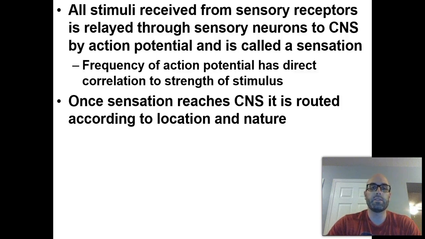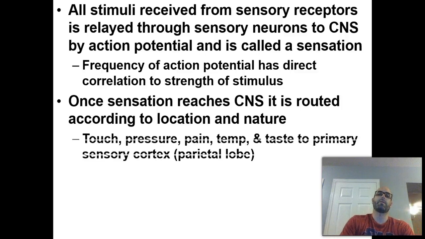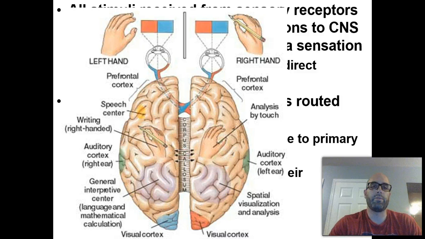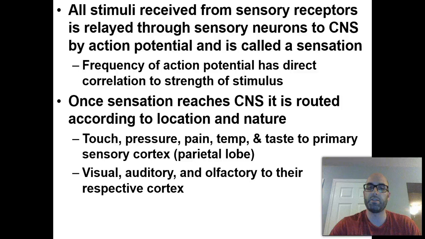Once that sensation reaches the central nervous system, it's routed to the appropriate portion of your brain based on where that sensation is coming from and the type of sensation that is being picked up. So things like touch, pressure, pain, temperature, and taste are primarily sent to the sensory cortex, or the parietal lobe. Visual, auditory, and olfactory sensations go to their respective cortex. Remember, the visual cortex is located in the occipital lobe, and the auditory and olfactory cortex in the temporal lobe of the brain. Refer back to this particular diagram that lays out where various cortex are located to receive and interpret different types of stimuli.